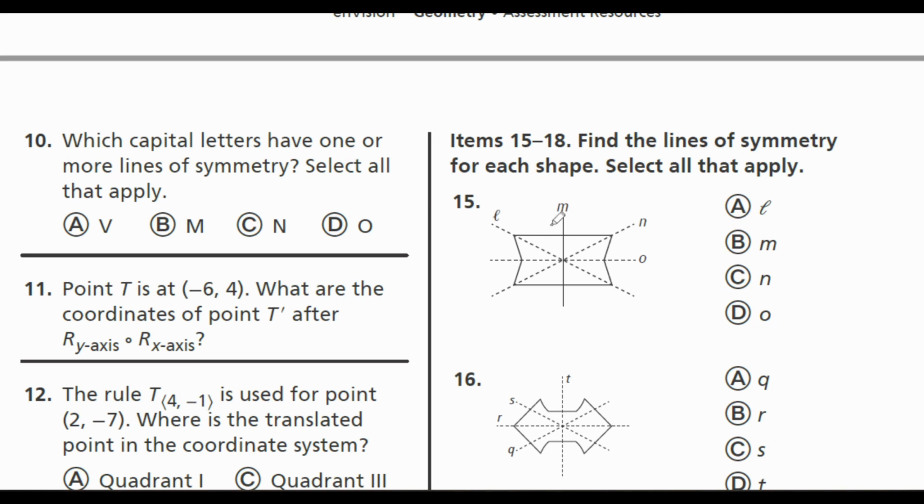So line L. Let's look at that one. If I fold this over that line, this is going to be a problem area for me, right? Because they're pointing inwards. If I cross this line, it's just not going to map correctly. So I'm going to go ahead and say it's not going to be L. Now this is a select all that applies, so I have to check every one to make sure.